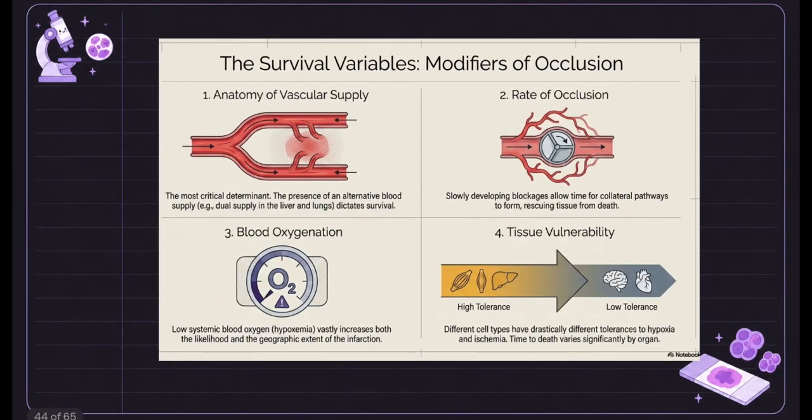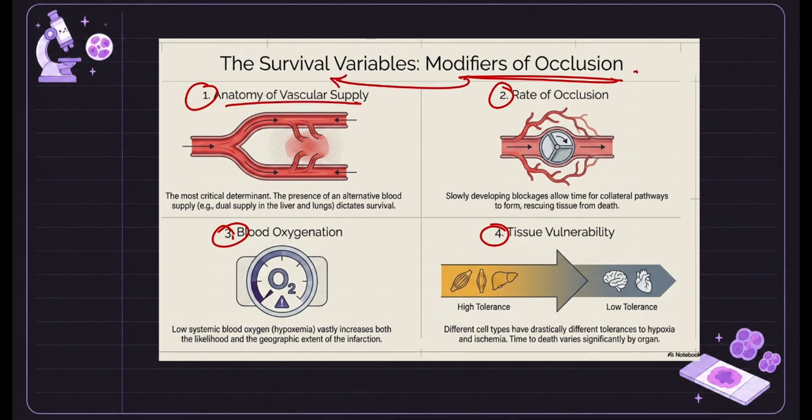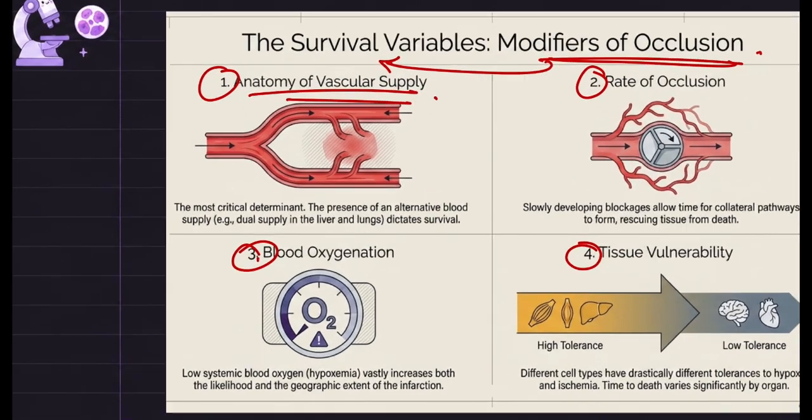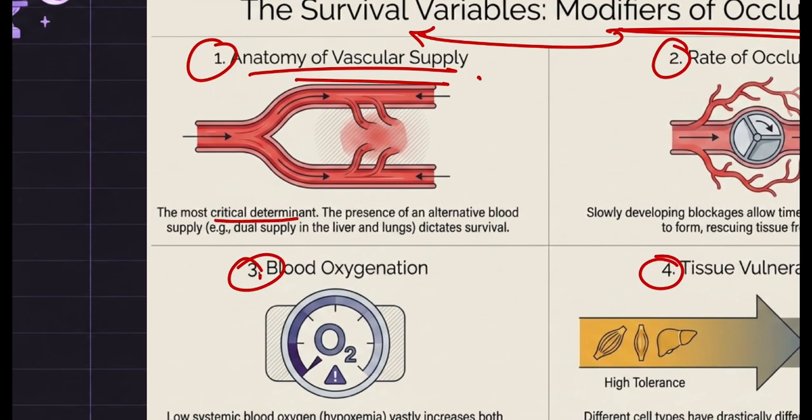Now, even when a total occlusion occurs, immediate tissue death isn't always guaranteed. There are exactly 4 critical variables at play. These 4 specific variables are the modifiers of occlusion. They dictate precisely whether the tissue will ultimately survive or die. First is the precise anatomy of the vascular supply. This is the single most critical determinant. The presence of an alternative, backup blood supply strongly dictates survival.